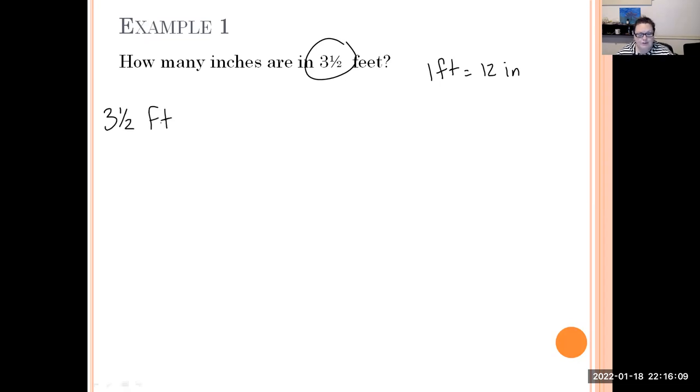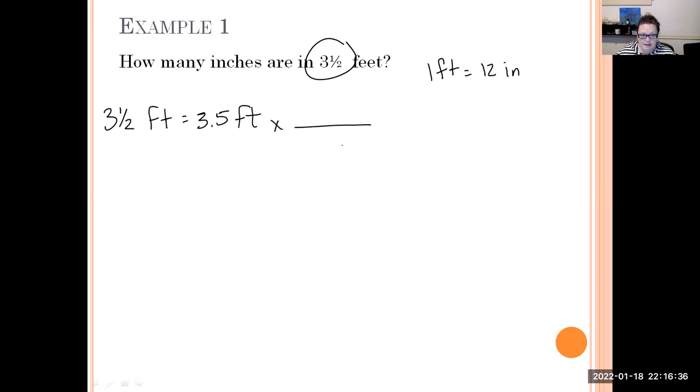And I know many of you don't like fractions, so I'm just going to switch this to a decimal by using your calculator, and 1 divided by 2 equals. So you're going to get 0.5. You're going to add that to the whole number of 3, and you're going to get 3.5. And keep your feet because that's the unit you're going to need to help you do your conversion. So now we can convert from feet to inches.